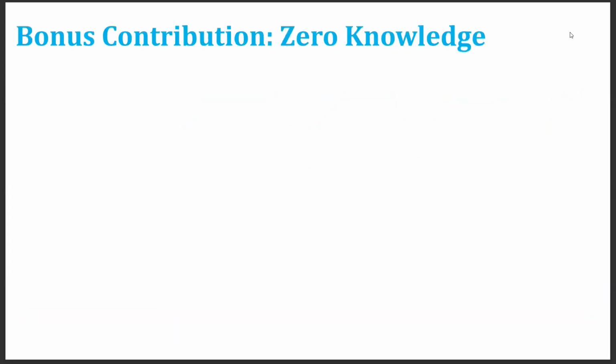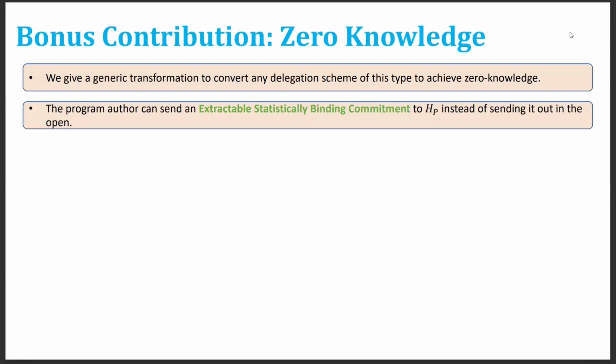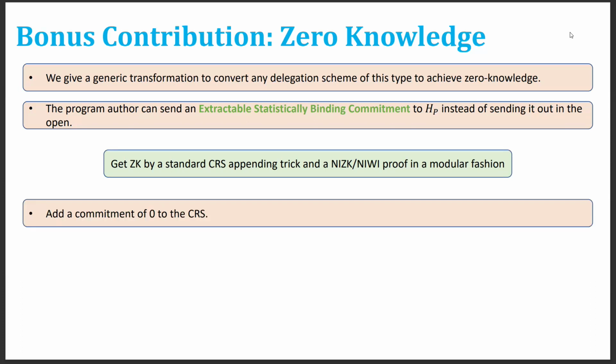Along with this, we also show an additional property where we give a generic transformation to convert any such delegation scheme of this type to achieve zero knowledge. So in order to do that, instead of sending out HP in the public, what the program author does is send an extractable statistically binding commitment to HP to the verifiers. And then we can use some standard CRS appending tricks and a NIZK proof in a modular fashion to get our properties. So specifically, we do the following.